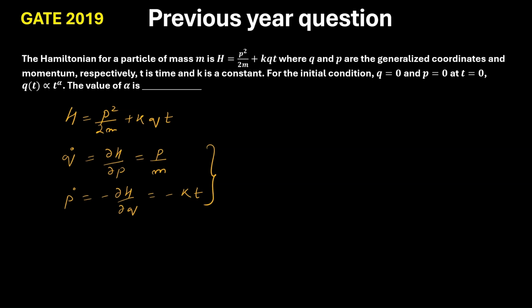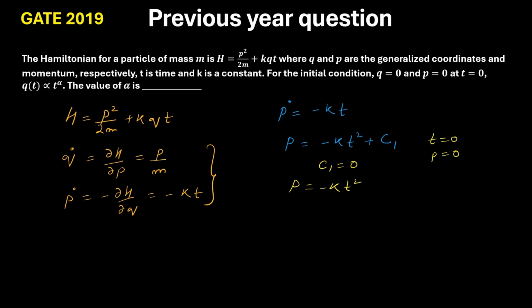First, let us take the momentum part. So p dot is equal to minus kt. If I integrate this, I'll get p is equal to minus k t square plus some constant, I'll call it C1. Now at t equals 0, p is equal to 0. If I substitute this, I'll get C1 is equal to 0. So p is equal to minus k t squared.